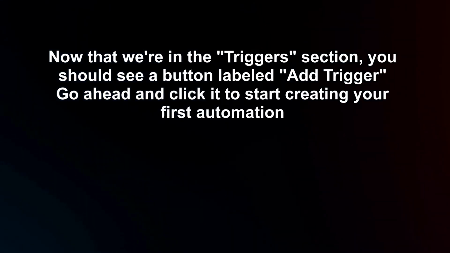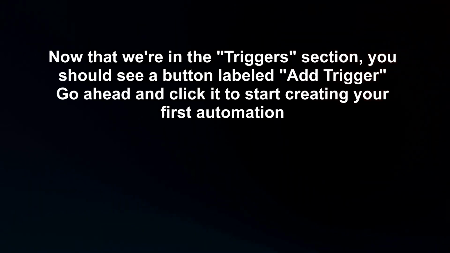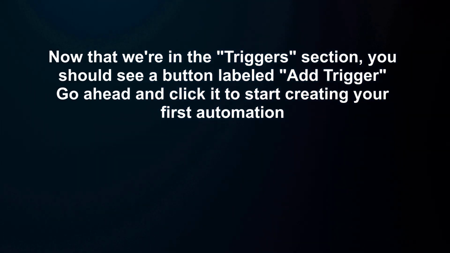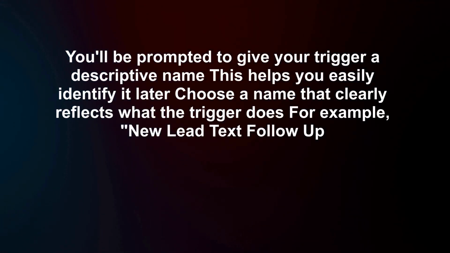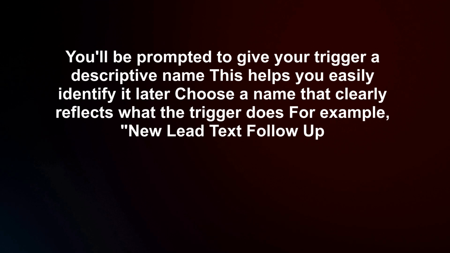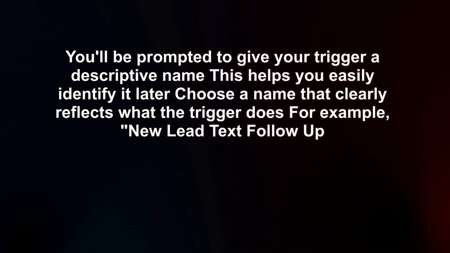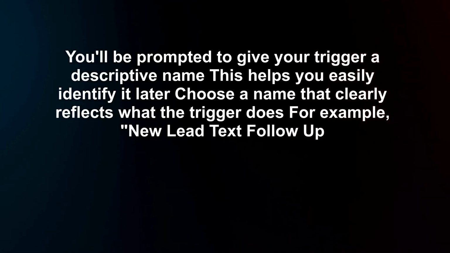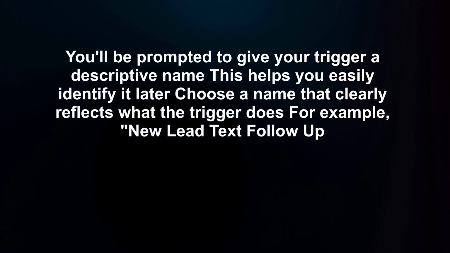Now that we're in the triggers section, you should see a button labeled Add Trigger. Go ahead and click it to start creating your first automation. You'll be prompted to give your trigger a descriptive name. This helps you easily identify it later. Choose a name that clearly reflects what the trigger does. For example, New Lead Text Follow-Up.